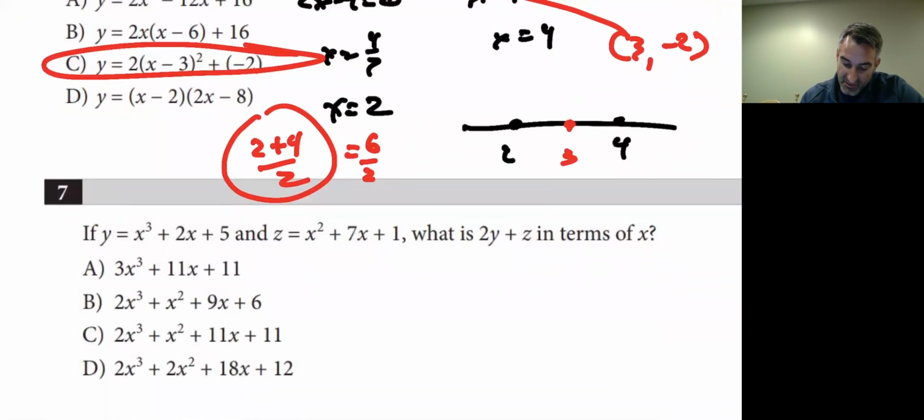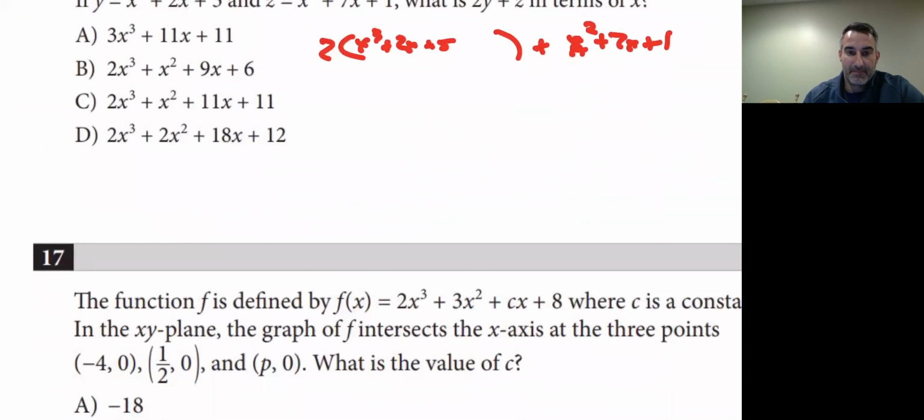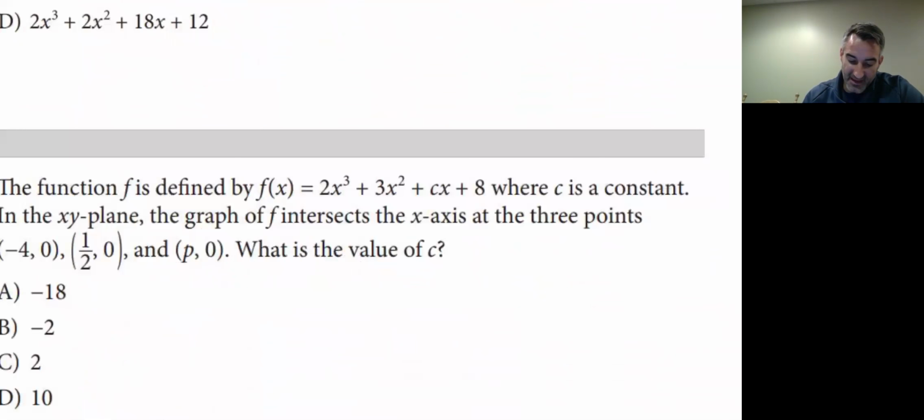7 is easy. 2 times y, which is x cubed plus 2x plus 5, plus z, x squared plus 7x plus 1. Distribute and add like terms.